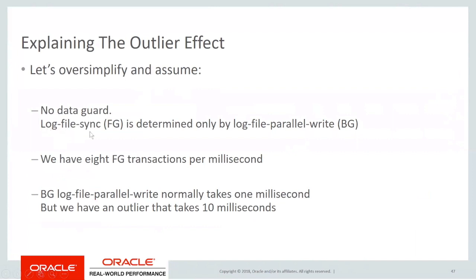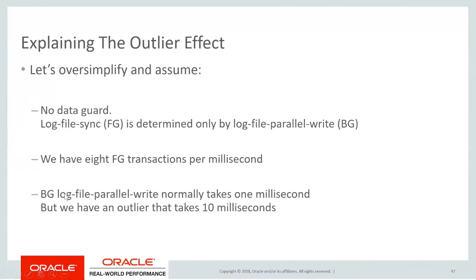And let's further assume that log file sync is determined mainly by the log file parallel write performance. So we're going to ignore any CPU involved. It's mainly log file write time that's determining the log file sync foreground wait event. And we have 8 foreground transactions per millisecond, which is what we have in this case. We had 8,000 per second, so 8 transactions per millisecond. And the background log file parallel write normally takes 1 millisecond, but we have one outlier that takes 10 milliseconds.